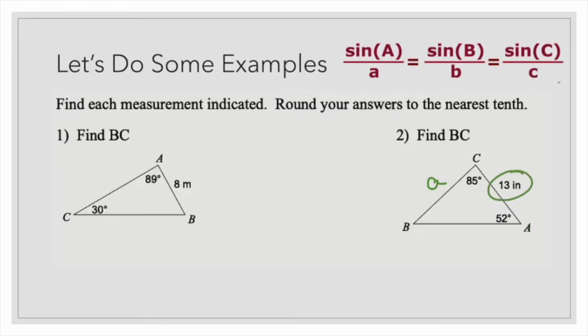But I have 13 here, and I don't have the angle with it, but I could find it because I know that these all add up to be 180. So if I have 180 and I subtract from it the sum of these two, I will know that angle. So I add these up and subtract from 180.